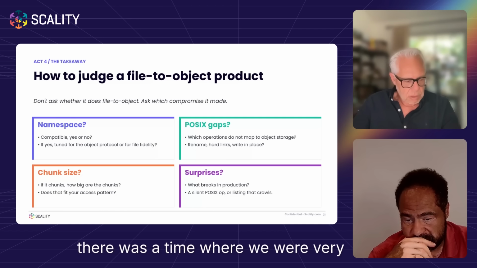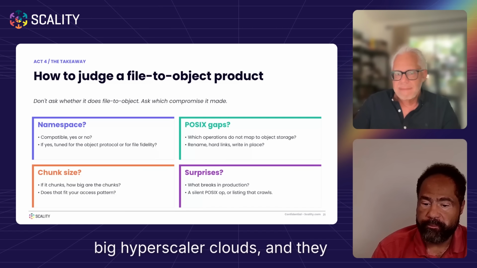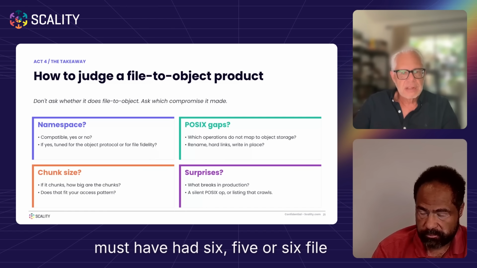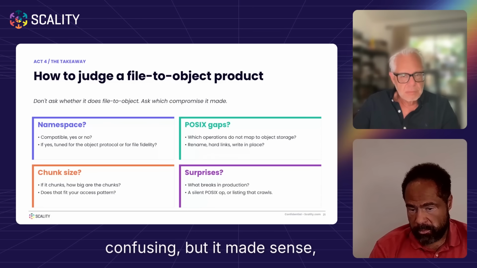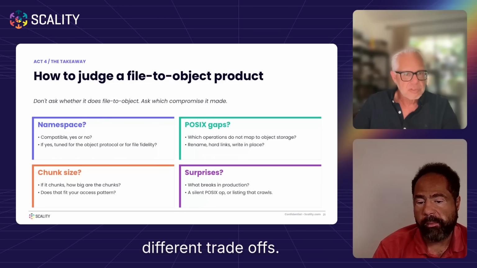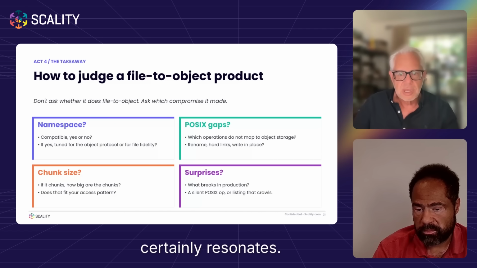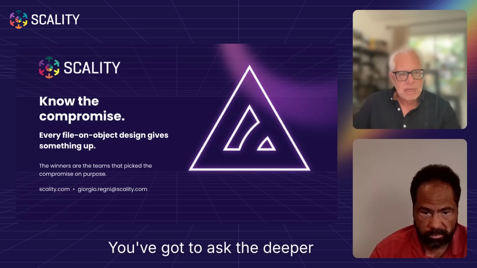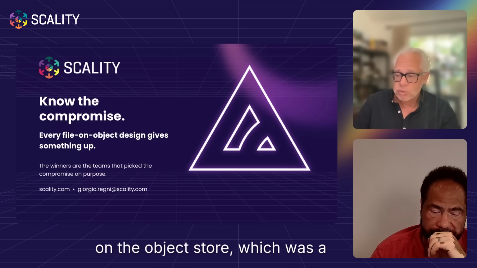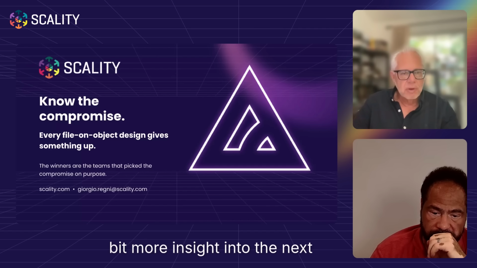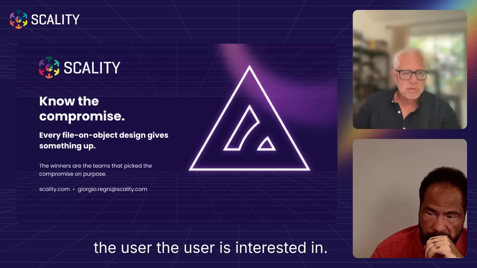It makes me also recall there was a time where we were talking to one of the other big hyperscaler clouds, and they must have had 5 or 6 file systems on top of their object store. In the end, it was a bit confusing, but it made sense, because all of them made these different trade-offs. Yeah. They had multiple offerings to fit the different workloads. So what you're saying here certainly resonates. Well, I think that's the message. You've got to ask the deeper question. It's not just, do you support file on the object store, which was a common question. Hopefully this provided a little more insight into the next level of question to ask, so that it really works for the workload that the user is interested in.